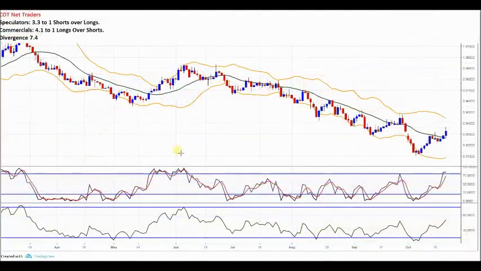All right, we're on the AUD CAD. Both commodity currencies, both risk currencies. However, we favour the Aussie in the short term, just simply because the CAD is so overbought, and the Aussie is going to have a decent short covering rally in our view, which is backed up by the COT net traders positions. Speculators 3.3-to-1 in terms of shorts over longs, commercials 4.1-to-1 in terms of longs over shorts, divergence 7.4, so a little bit higher than CAD JPY and quite high in this pair.